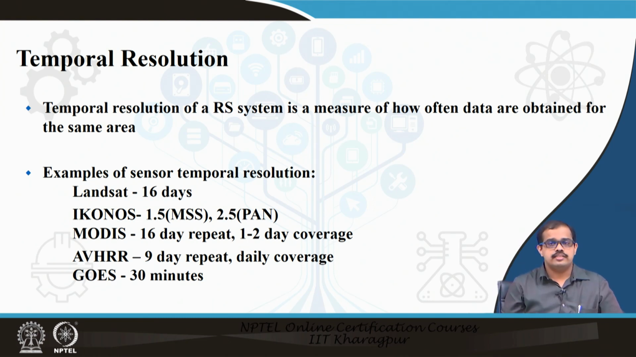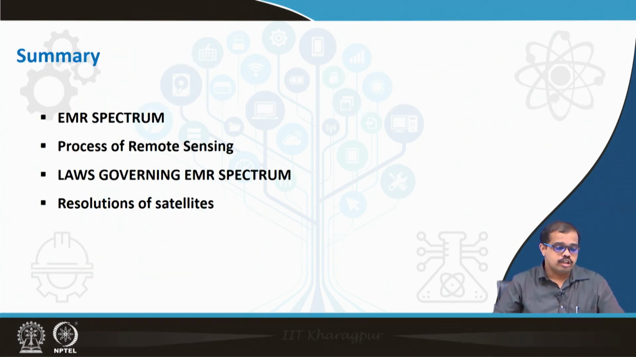These are different sensors, very interesting satellites and sensors. You can look at all of these, and AVHRR is one of them, with a 9-day repeat cycle, and you have GOES, which is about 30 minutes. So this is about temporal resolution. It is the last kind of resolution that is actually to be understood.